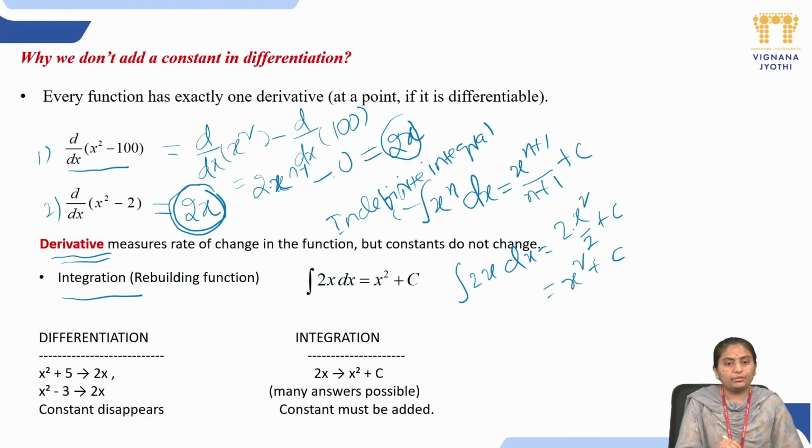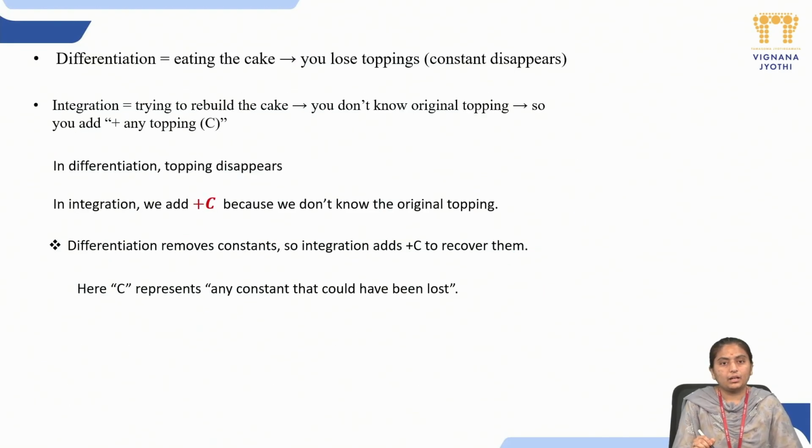So if you see the differentiation concept for different polynomials having the same degree, like x square plus 5 and x square minus 3, through the derivative we get the same result and the constant disappears. Whereas integration of 2x gives the total function x square plus c, meaning many answers are possible, so the constant must be added.